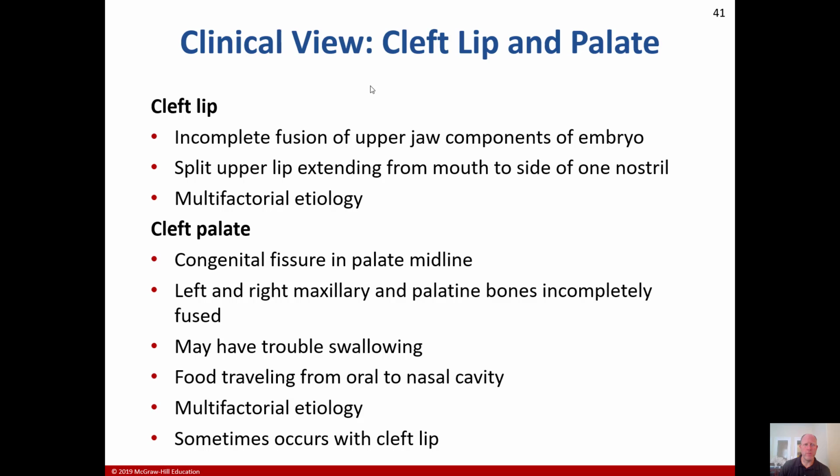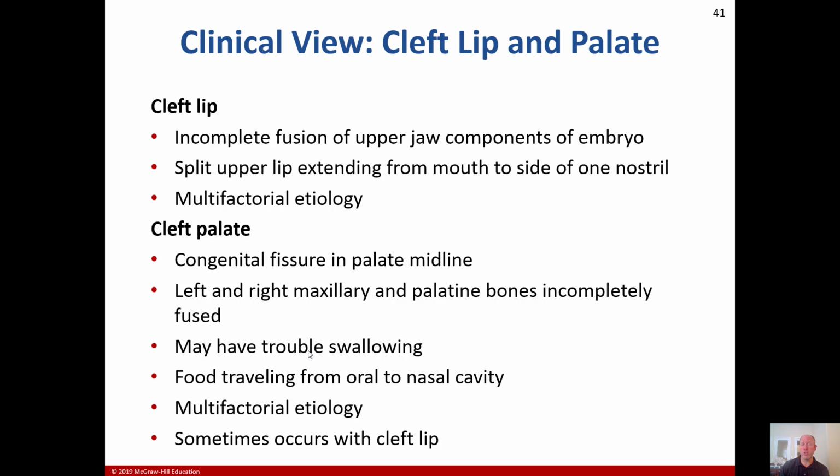So we're talking about the clinical view here of a cleft lip and a cleft palate, and differentiating between them. Cleft lip is an incomplete fusion of the upper jaw components in an embryo. There's a split upper lip extending from the mouth to the side of one nostril, and it has a multifactorial etiology, whereas a cleft palate is a congenital fissure in the palate midline. The left and right maxillary and palatine bones are incompletely fused.